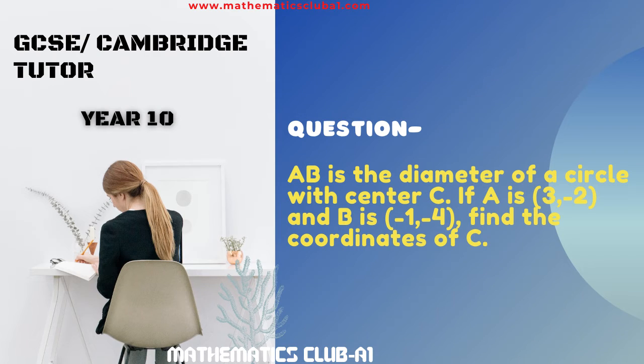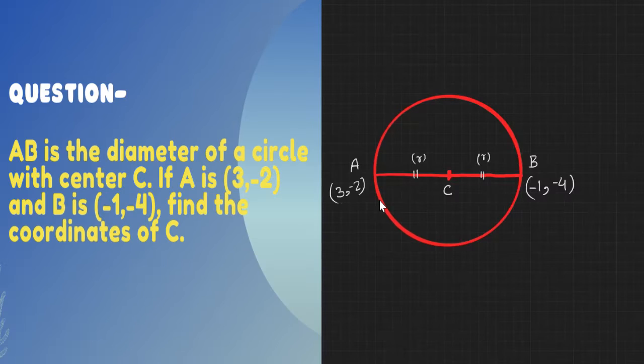AB is the diameter of a circle with center C. If A is (3, -2) and B is (-1, -4), find the coordinates of C. So C is the midpoint of this diameter AB.